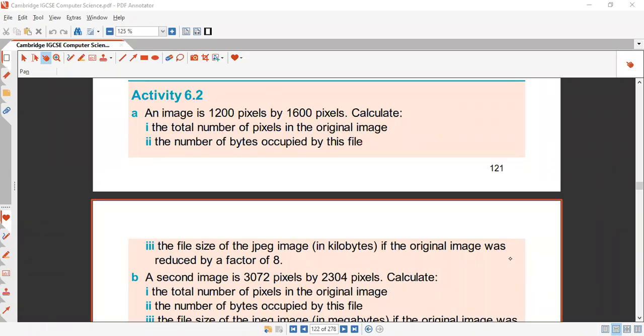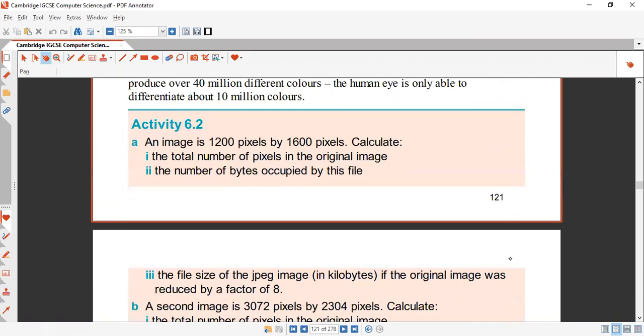Guys, today we are going to start with the second phase of memory and data storage. We have an activity that says an image is 1200 pixels by 1600 pixels. They are asking you to calculate the total number of pixels in the original image. So what are you going to do? You are just going to multiply 1200 by 1600.